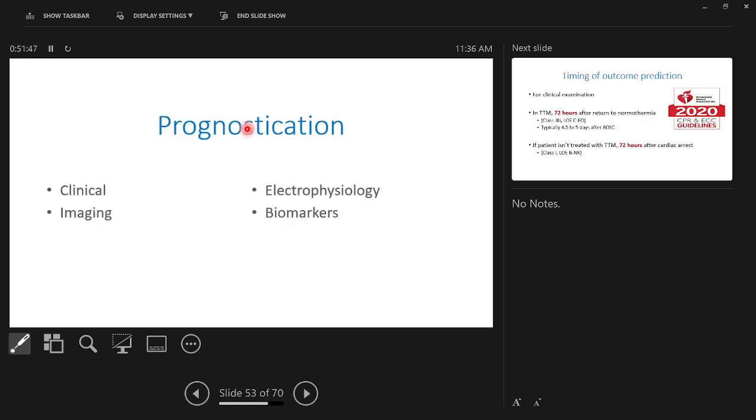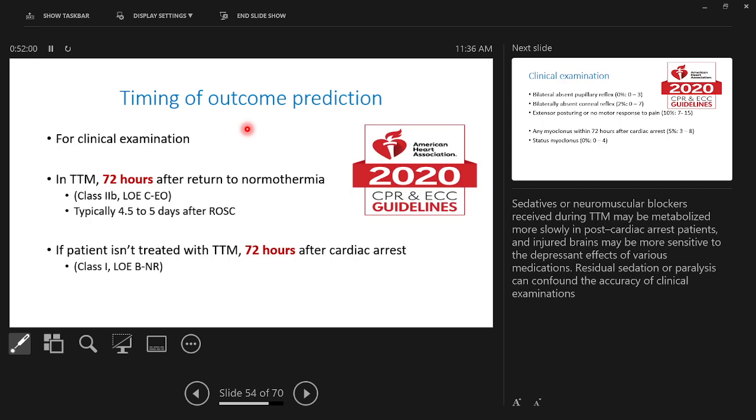Then regarding the prognostication, there are four modalities. We can do the prognostication by clinical examination, by imaging with CT and MRI, by electrophysiology and biomarkers. So the timing of outcome prediction for clinical examination: if a patient is on TTM, we have to do it after 72 hours after return to normothermia. As the TTM takes a minimum of around 24 to 48 hours, typically neuroprognostication in case of TTM has to be done 4.5 to 5 days after the arrest.